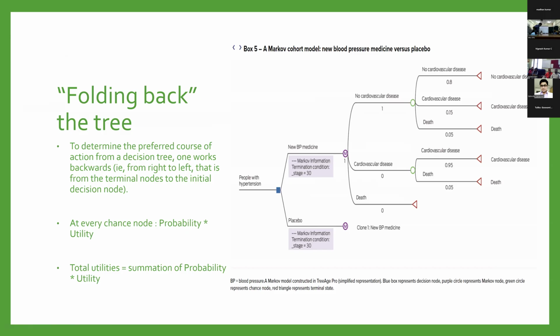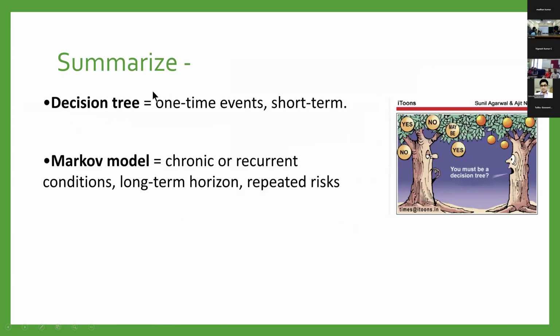The question is whether it is specific to this Markov model or any decision tree. In this Markov cohort model, you can go folding back. In the normal decision tree, usually you cannot go back. This has calculated probability over a long time. So you can actually come back and see, it gives you the various options over time. To summarize, a decision tree you take for a short-term one-time event.